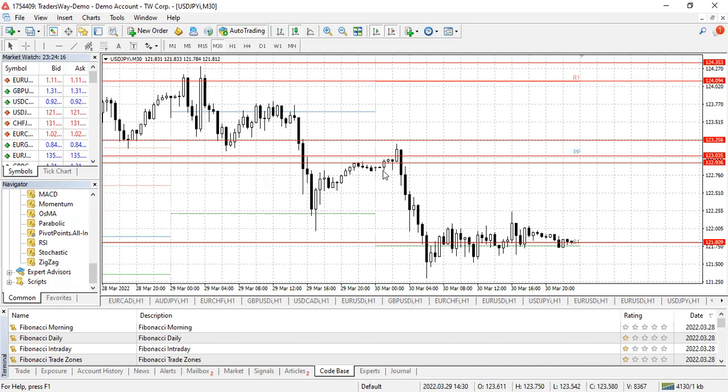So exactly something like that happens here as well. It breaks out of this point before it now starts coming down. So you have to avoid such a trade. And another thing is, important news can affect the market.